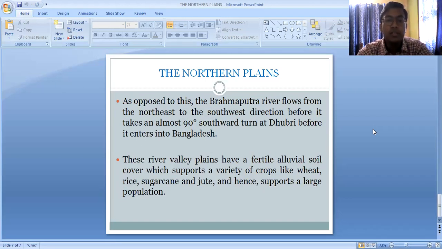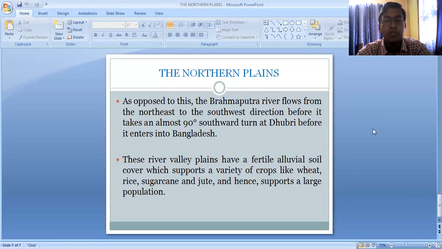As opposed to this, the Brahmaputra river flows from the northeast to the southwest direction before it takes an almost 90-degree southward turn at Dhubri before it enters into Bangladesh. In the case of Haryana and Delhi, it is a water divide and the water flows towards the west or towards the east. The Indus flows towards the west, and the Ganga flows towards the east. But the river Brahmaputra comes from the eastern side and flows towards the southwest.